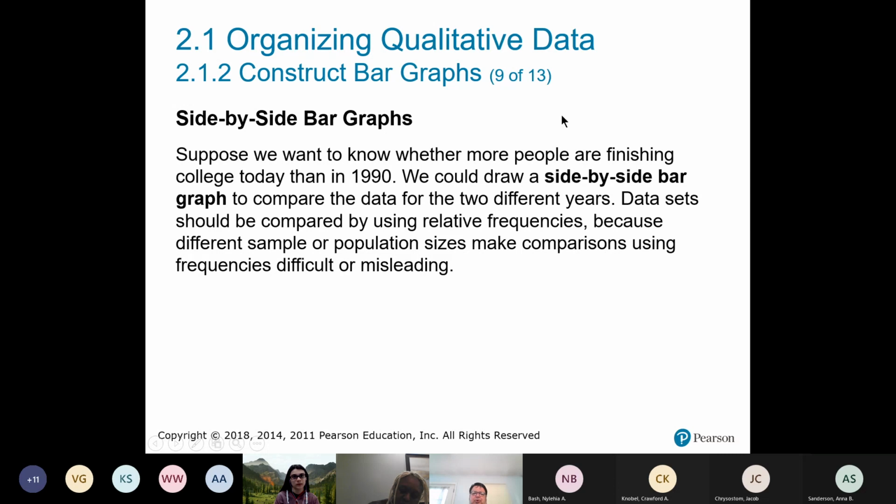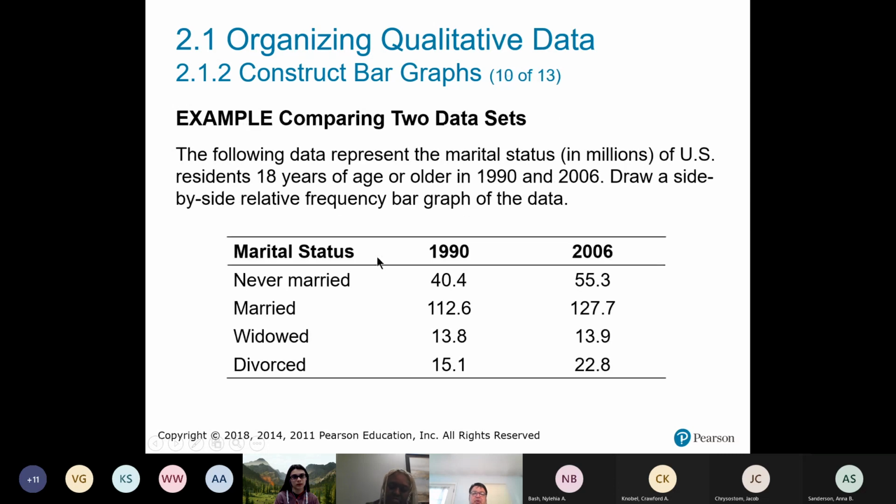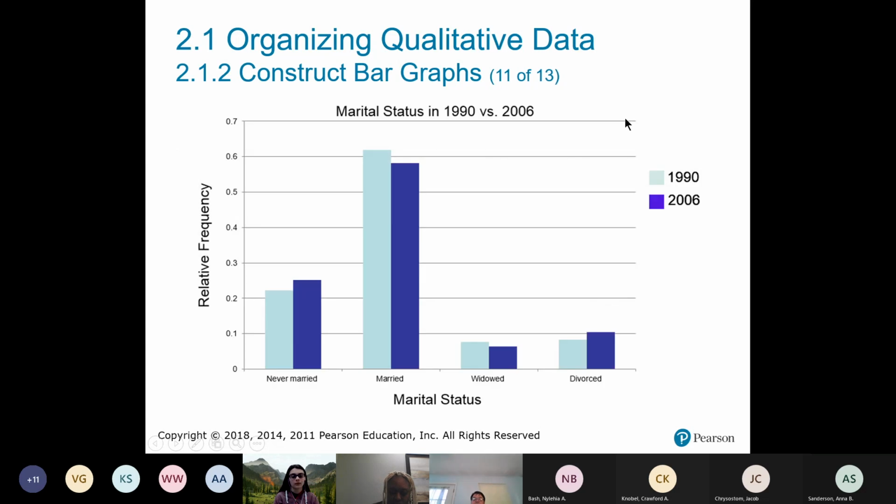And here's an example. Marital status in 1990 versus 2006. The two sets of data are 1990 and 2006. So you would put them side by side on a bar graph, and that's what it would look like.